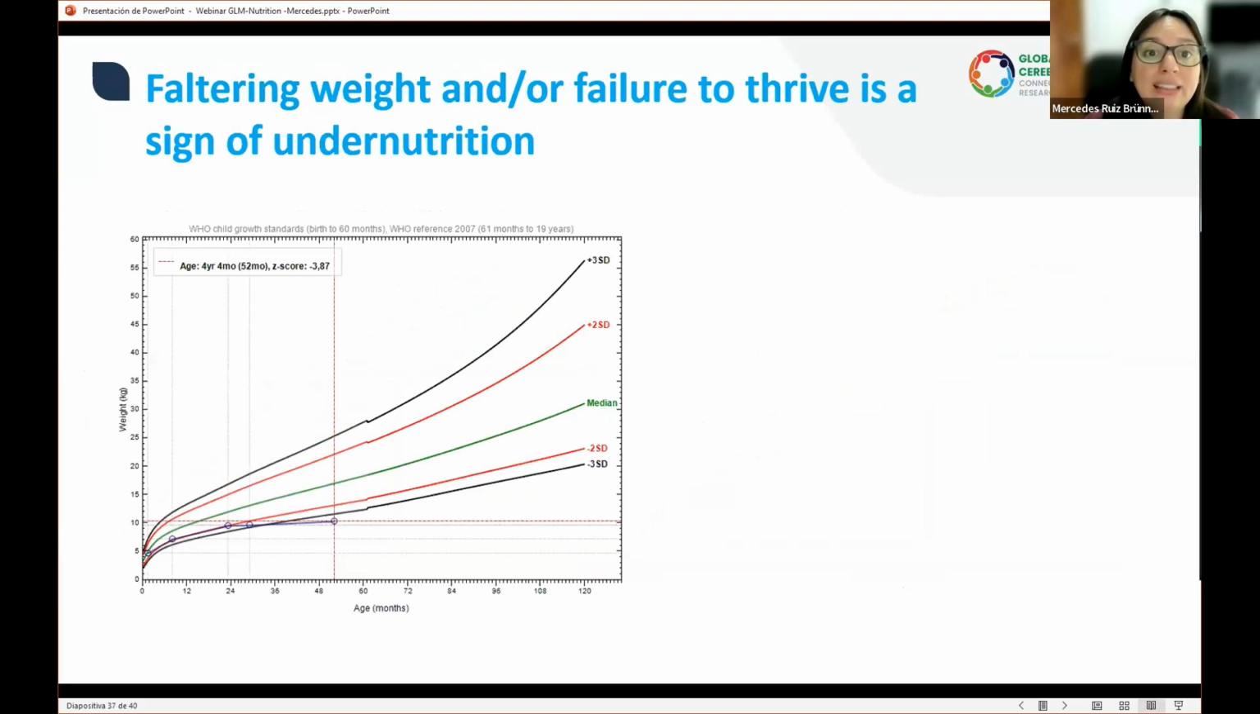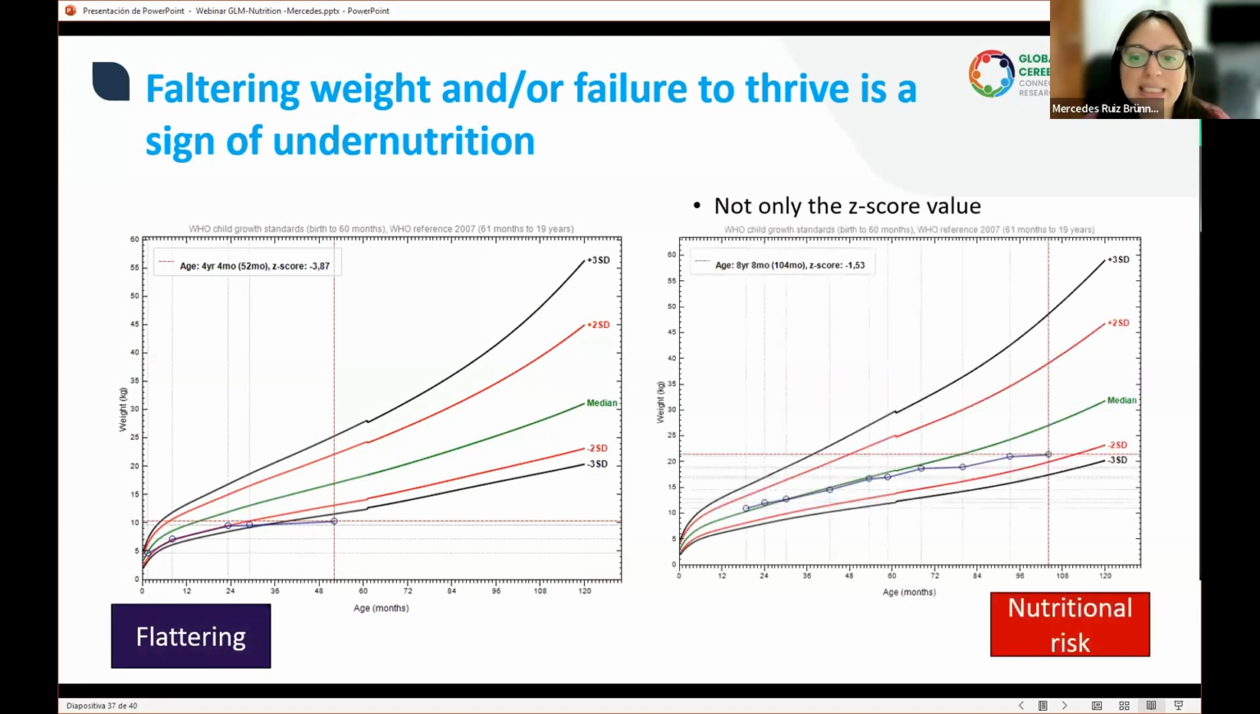Flattening weight and or failure to thrive is a sign of undernutrition. For example, we can see that here flattening is a risk of undernutrition, even when it is under -2 or when it's higher than -2 z-score. We can see also that these children have some flattening in their growth, and this is a risk of undernutrition too, even though the values are normal.